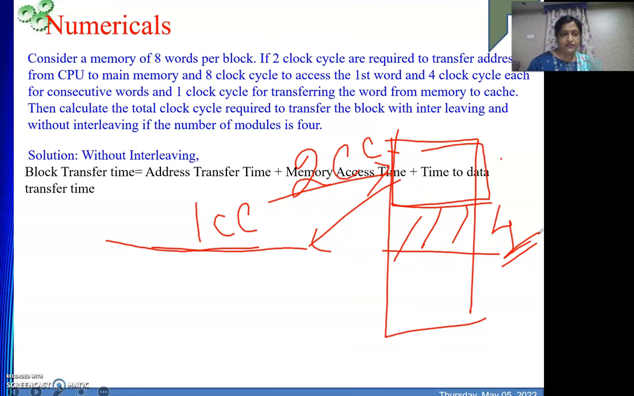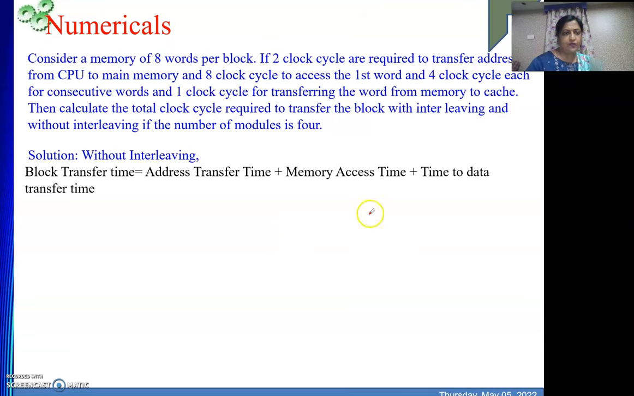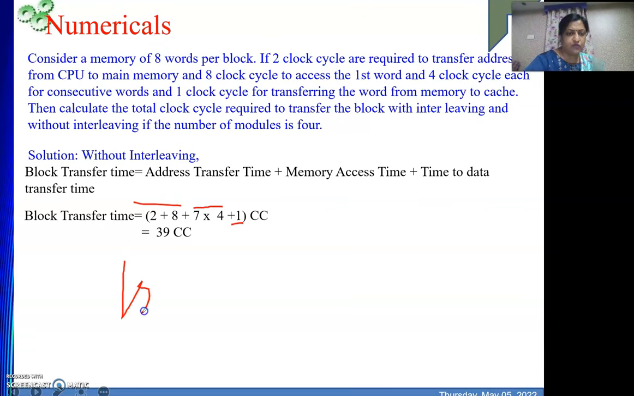So see here, the solution is, again we know block transfer time is address transfer, memory access, and time to transfer to the cache. So it will be 2 plus 8 plus 7 into 4 plus 1 is there. So see, this part was clear, and whenever the first one was sent to the cache, second one was brought from the memory. For that we require 4 clock cycles.